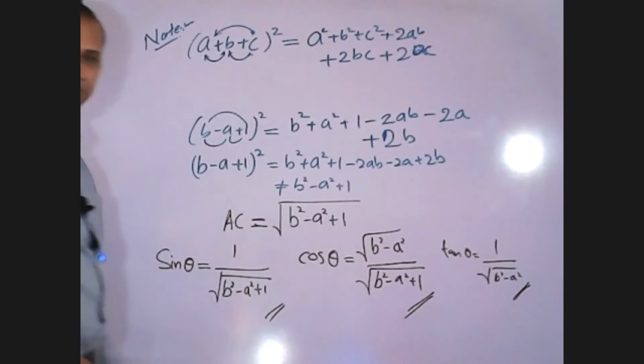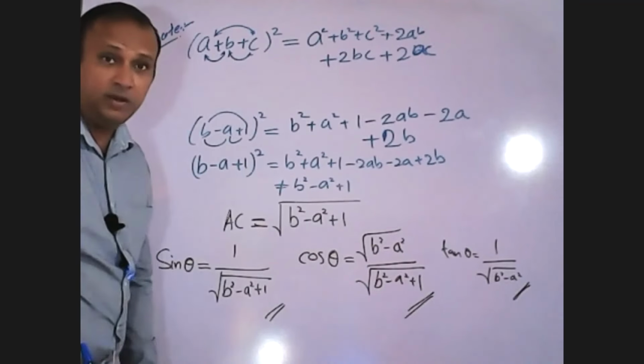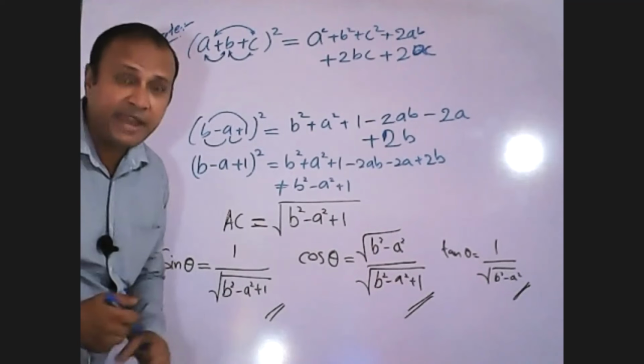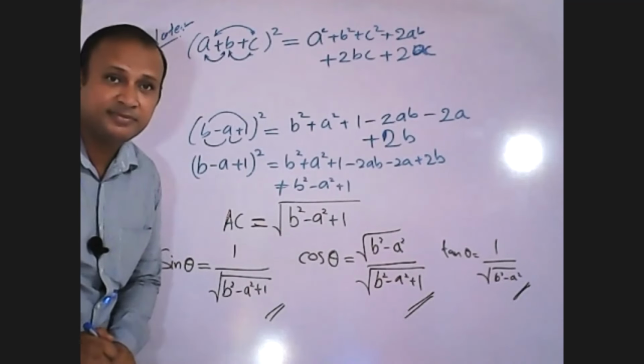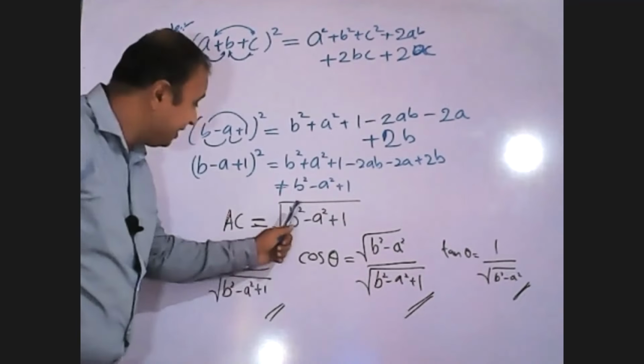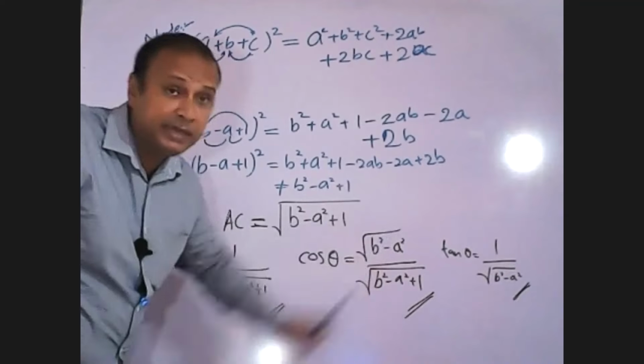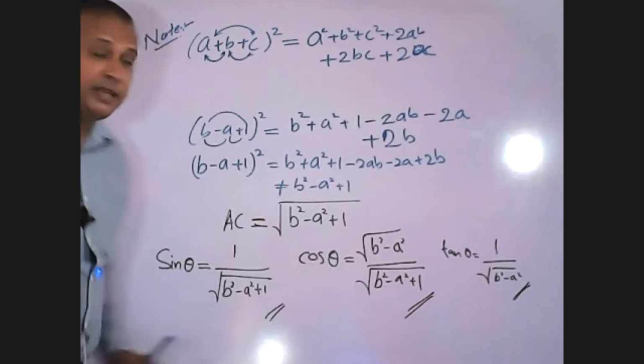Not to this one. The square of this one and this one is unequal. Do you understand? You cannot take the square of each and every term separately. That cannot be done.